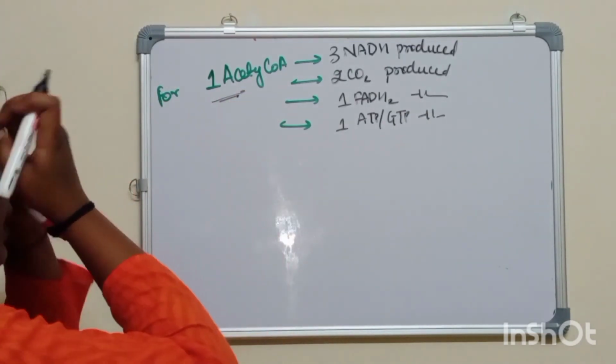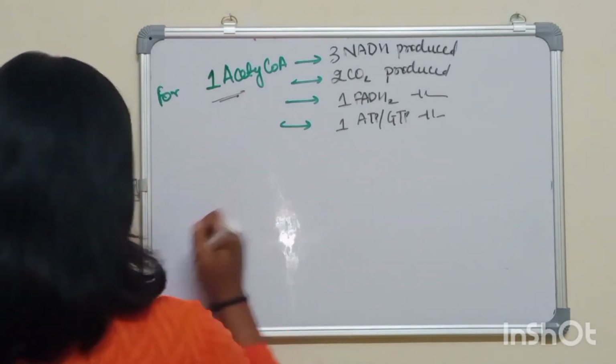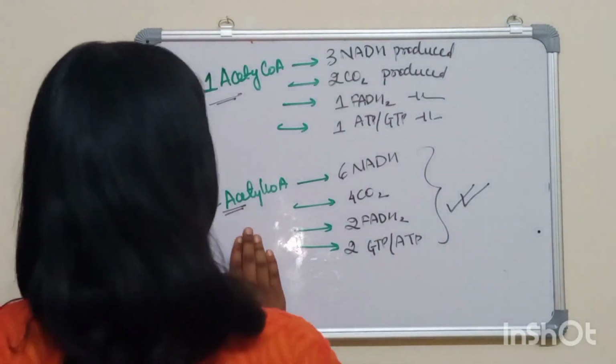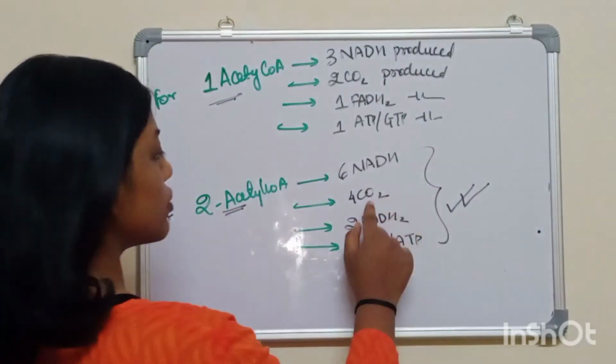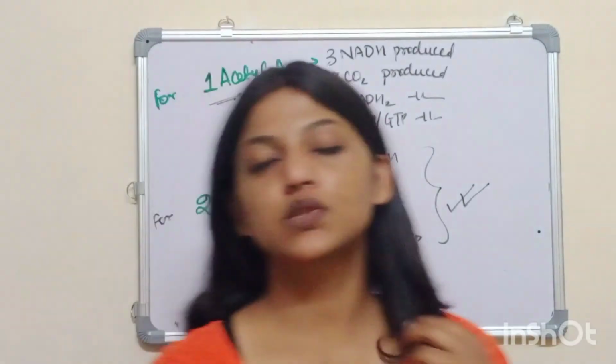But 2 acetyl CoA come from pyruvate oxidation and enter into the TCA cycle. So for 2 acetyl CoA, 6 NADH will be produced, 4 CO2 will be produced, 2 FADH2 and 2 GTP will be produced. Okay. So this was all about the TCA cycle or the Krebs cycle.